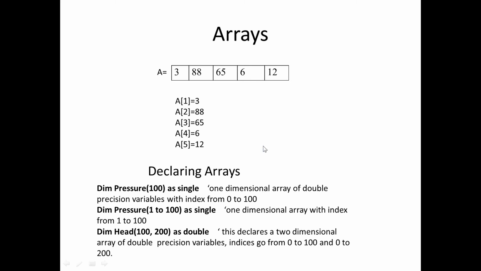So in addition to the variable types that we've just seen, we can also declare arrays. Arrays are like an assembly of multiple scalars. So here's a one-dimensional array that consists of these 5 numbers. A one-dimensional array is also called a vector, and so this is a collection of these 5 numbers.